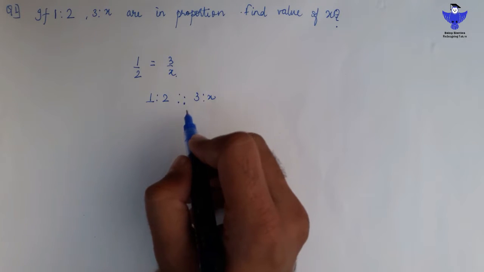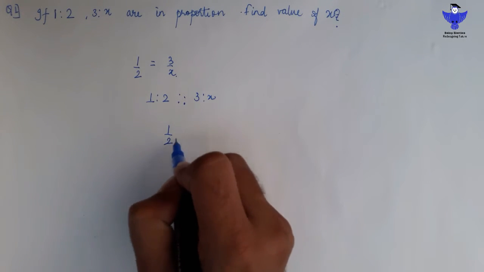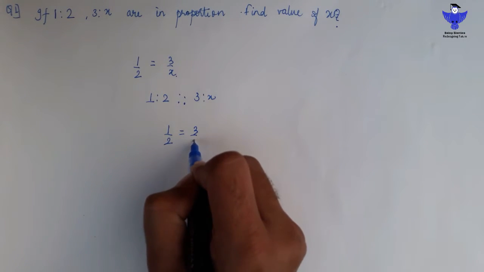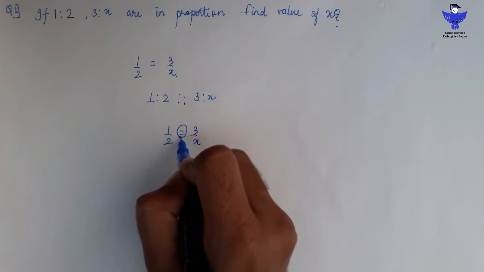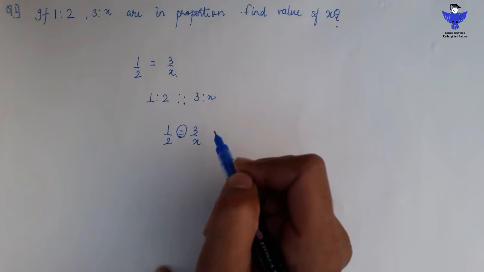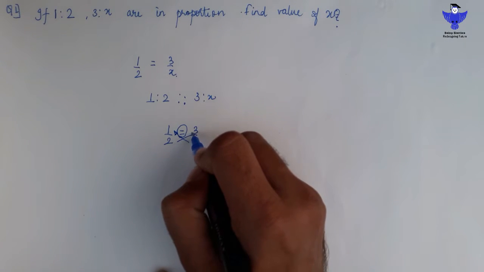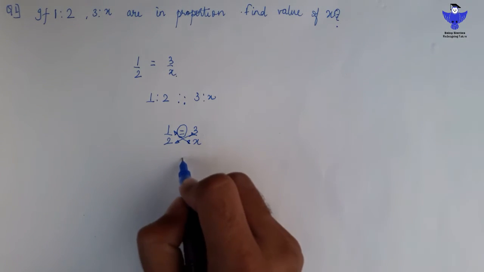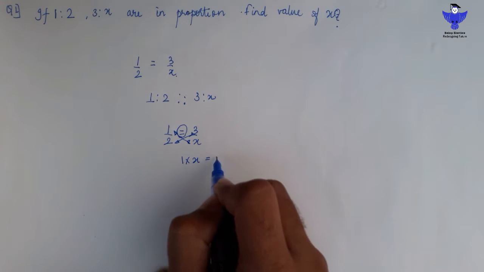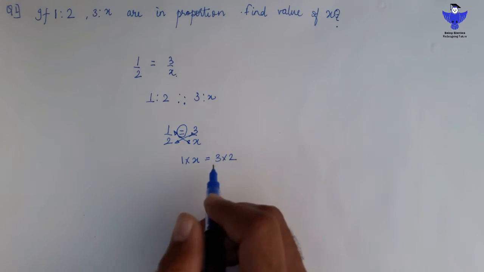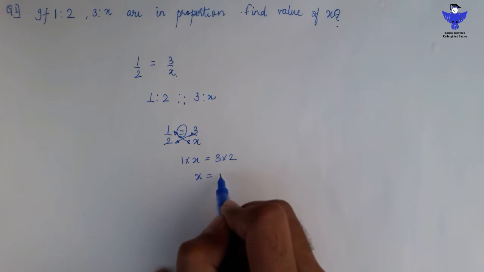How to solve this problem? 1 is to 2 is equal to 3 is to x, because both ratios are in proportion, that's why the equal sign is given. And if we cross multiply, 1 multiplied by x equals 3 multiplied by 2, then the value of x will be 6.